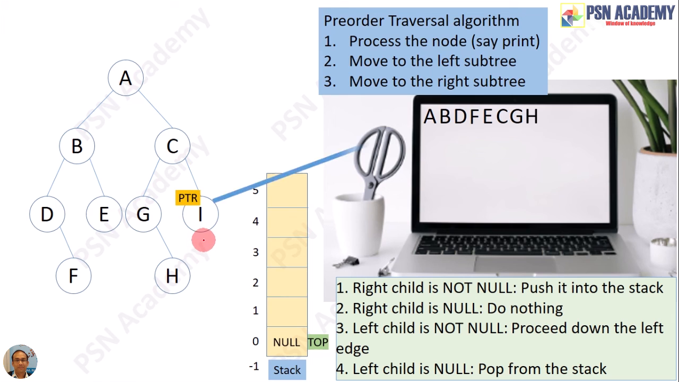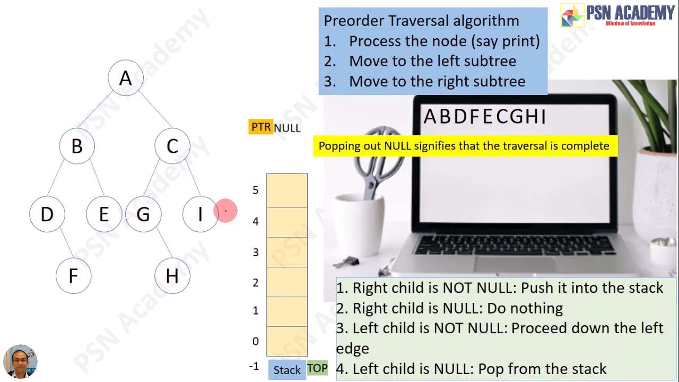New node. Print it. Is there a right child? No. Is there a left child? No. Pop from stack. Null comes out. Top goes to -1. Set PTR to null. And your traversal completes. This was our preorder traversal algorithm.